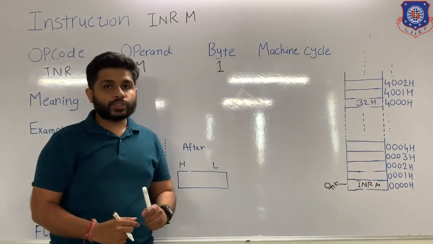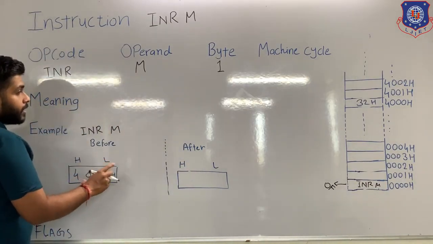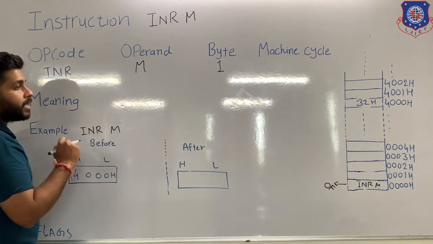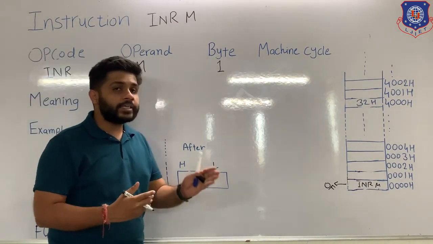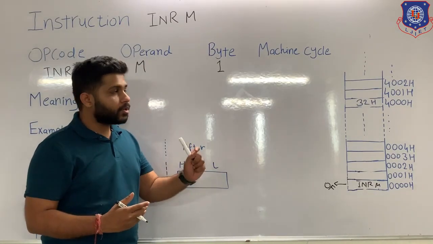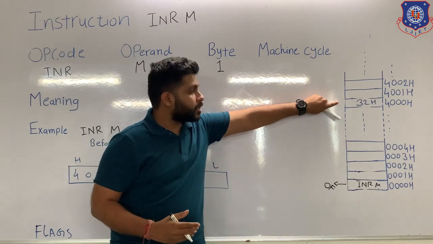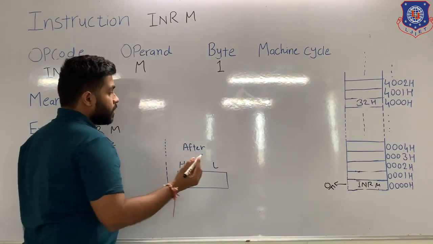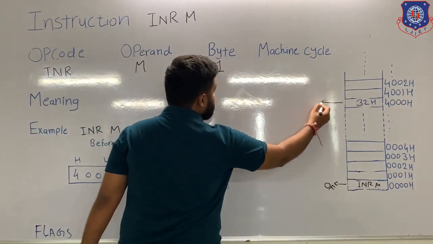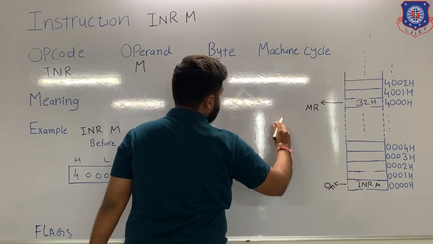Now during the execution, what is happening? During the execution, the content of the memory location will be incremented by 1. Now the processor cannot directly increment the content of a memory location. If the processor wants to increment the data which is present in the memory location, the processor first has to read that data. So to increment, the microprocessor will first read that data by performing the memory read.